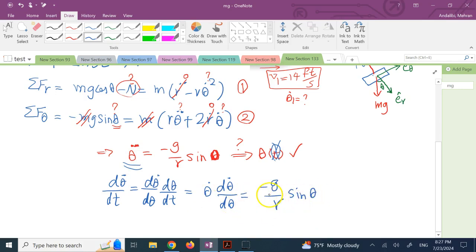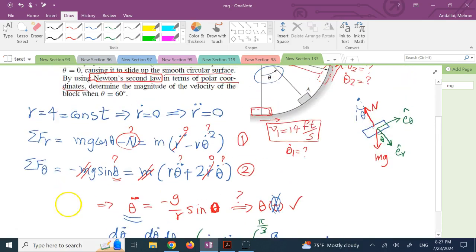Now if you look at this, clearly you can do separation of variables by simply multiplying both sides by a d theta. If you multiply both sides by a d theta, then you'll get this. Now on both sides you are going to have a single variable. On the left side you have theta dot, on the right side you have theta, and you can integrate. This goes from theta of 0 to theta of 60 degrees, or pi over 3. This goes from initial theta dot 1 to the final theta dot 2.